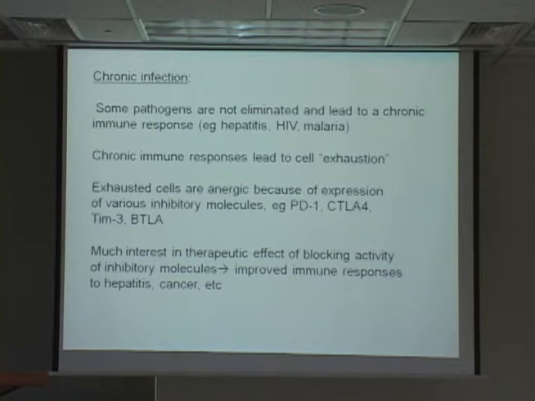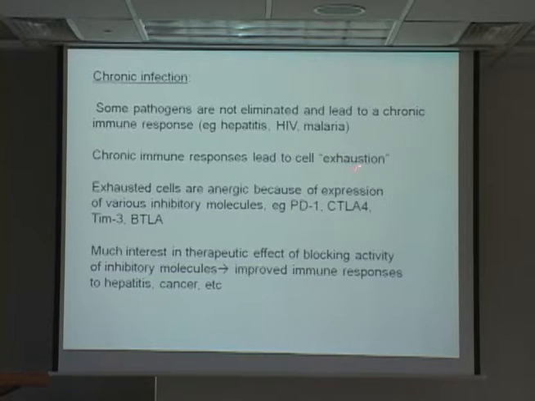Now, I want to talk about chronic infection because chronic infection is basically the continuation of an acute infection. So here the point to emphasize is that quite a lot of pathogens are not eliminated, unlike influenza and so on, and you actually have a chronic immune response. So some examples here: hepatitis, HIV, malaria, etc. And so you have a continuous response to these chronic antigens, and eventually the cells seem to give up, and they undergo what has loosely come to be termed cell exhaustion.